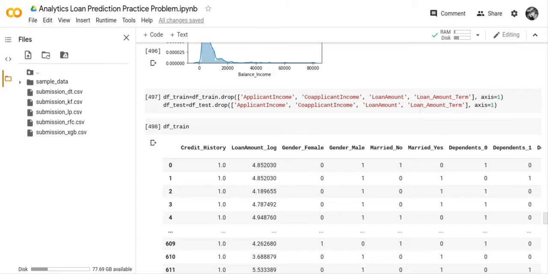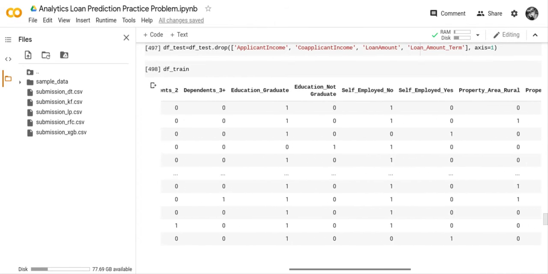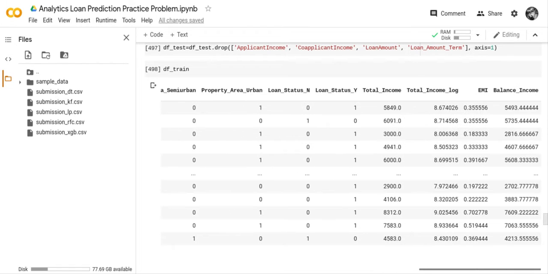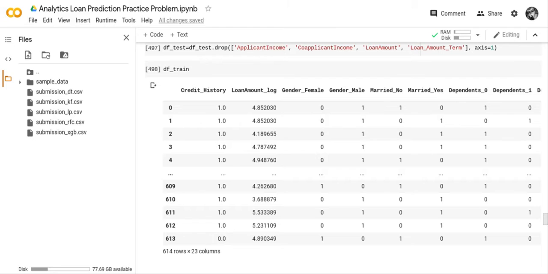So we dropped the following columns: applicant income, co-applicant income, loan amount, and so on, with axis equals 1. So you can see the new df_train, which is mostly ones and zeros. What they have done is made as many things as they can ones and zeros so they can use logistic regression.